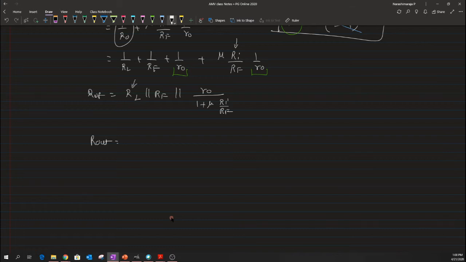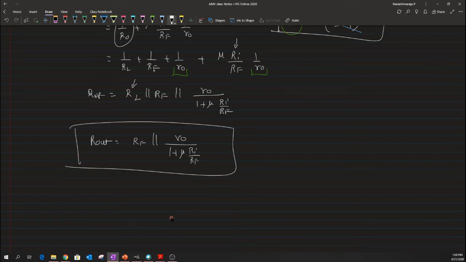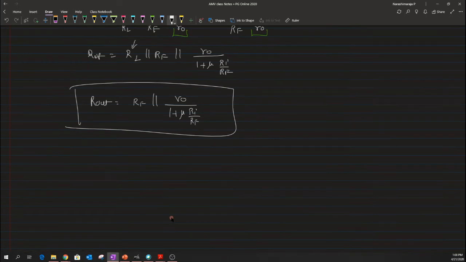I need to exclude this, so excluding that would result in Rf in parallel with R naught divided by 1 plus mu times Ri divided by Rf. Okay. So all of these things that I have shown here is a very straightforward method. One thing is that you need to work out to really check whether whatever we have done is right or wrong. Okay, yeah. So now let us try to compute the numerical values based on what was given.